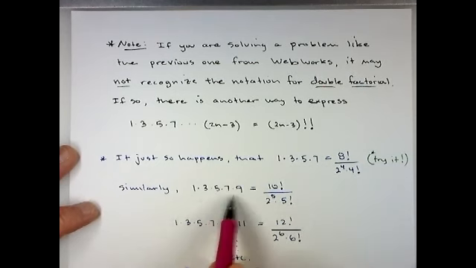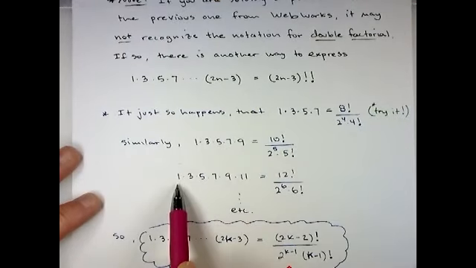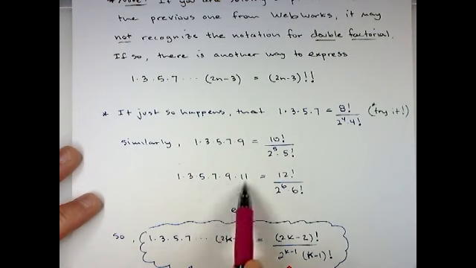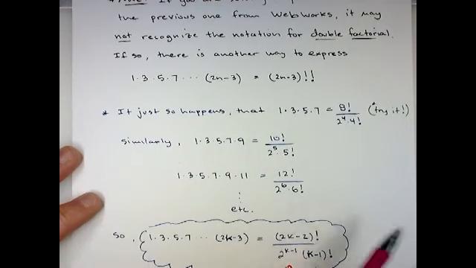Similarly, 1 times 3 times 5 times 7 times 9 can be written as 10 factorial over 2 to the 5th times 5 factorial. The product of the odd numbers all the way to 11 can be written as 12 factorial over 2 to the 6 times 6 factorial. So this will work. You can see a pattern here.